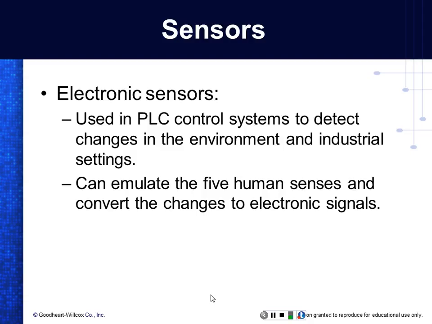We also have electronic sensors, and for the PLC, we can use the PLC to control or detect these and determine what we want to do with them. So I could have a proximity switch, and I can tell the PLC whether to activate this circuit or deactivate this circuit by the condition of the proximity switch. The PLC can act like our five senses.